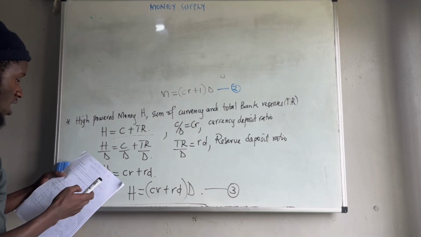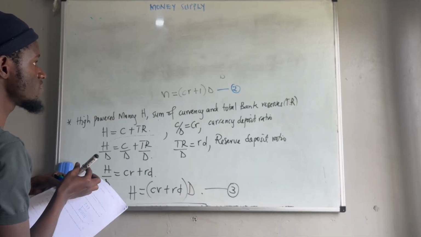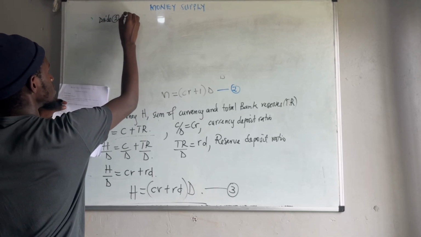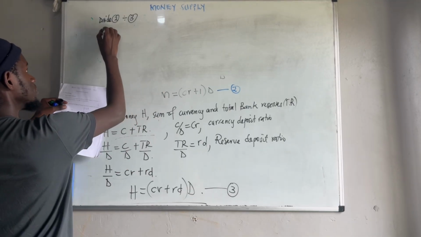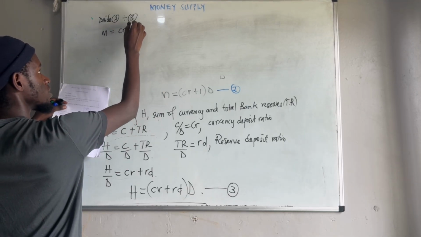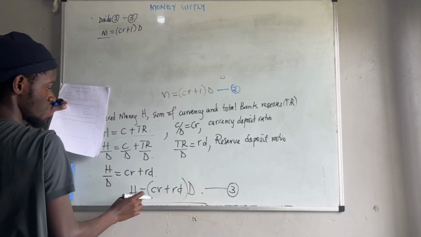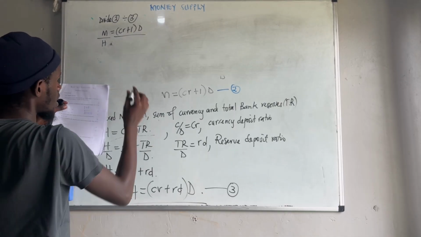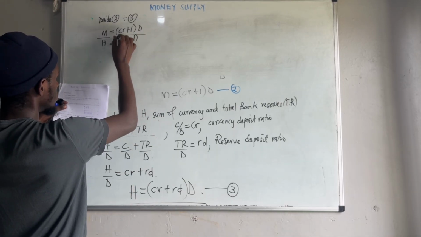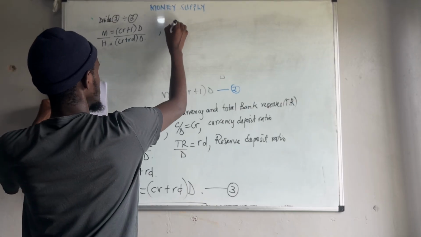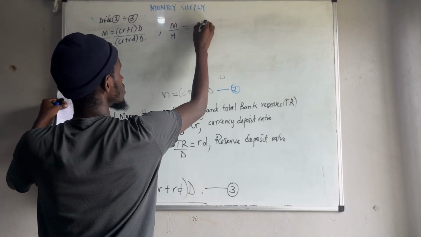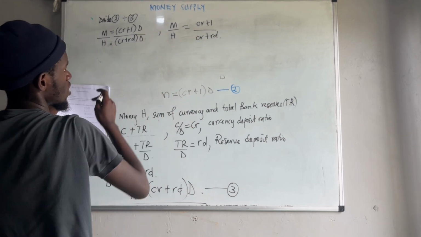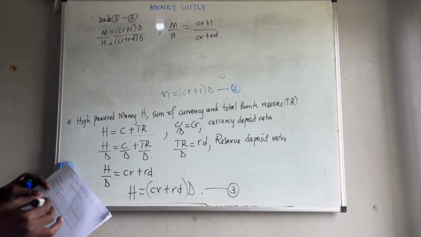If I divide 2 by 3, I'll have M equals CR plus 1 into D. Now dividing by 3, which is H, equals H is CR plus RD into D. And therefore I'll have my equation as M over H equals CR plus 1 over CR plus RD, where this D and this D cancel. And that's my equation.